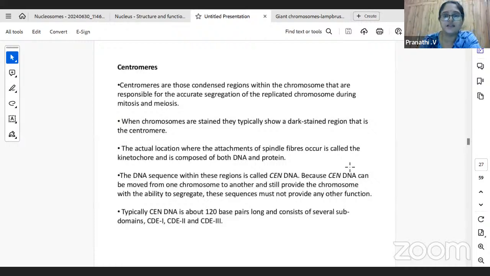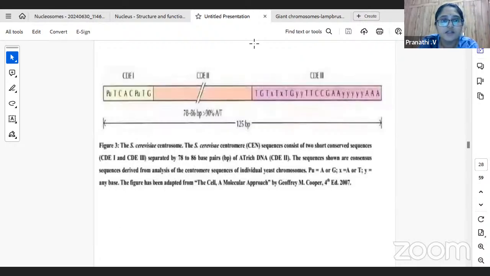It is known as the CEN DNA because CEN DNA, the centromere DNA, can be moved from one chromosome to another. Still, it will help in giving that particular chromosome the ability to segregate. So these sequences will not have any other function. Typically the centromere DNA is around 120 base pairs and has subdomains CDE1, CDE2, CDE3. So in this you see the Saccharomyces cerevisiae centromere, which is around 125 base pairs.